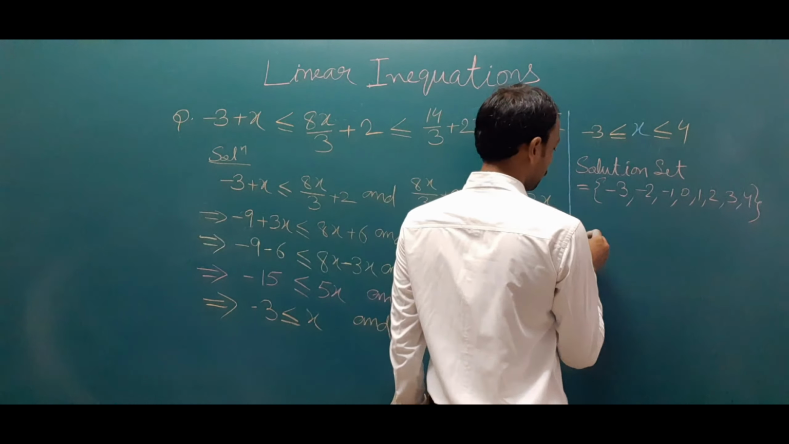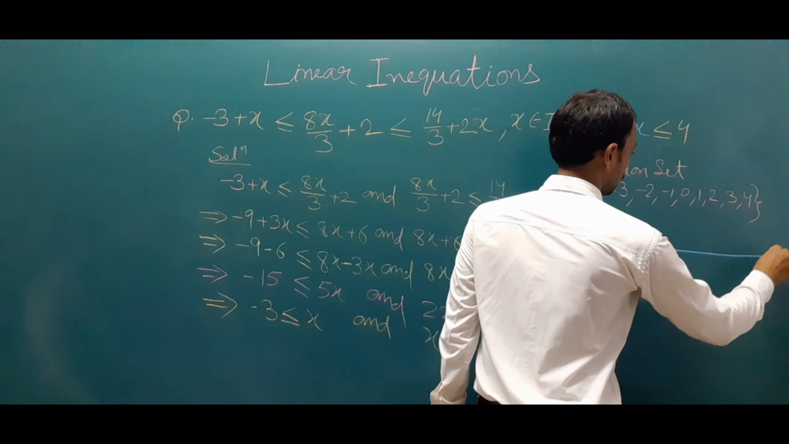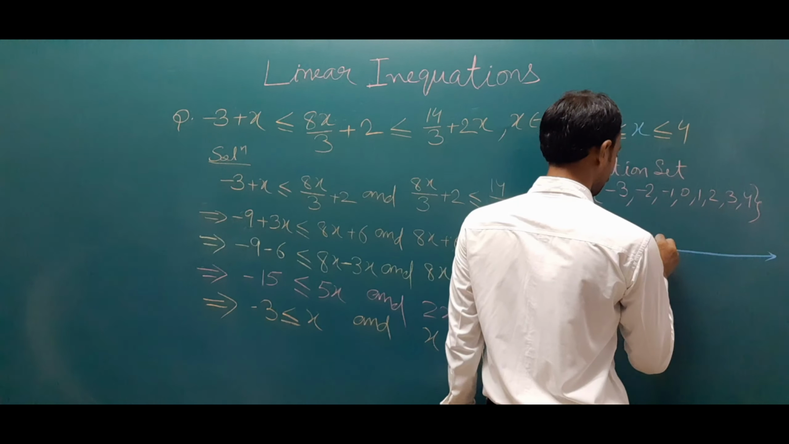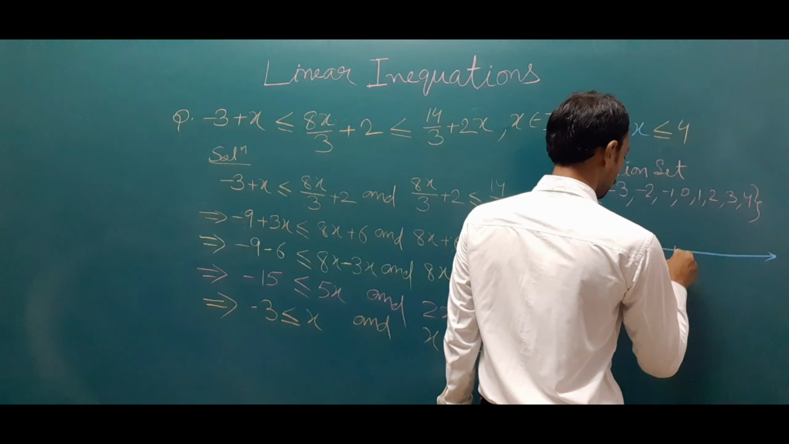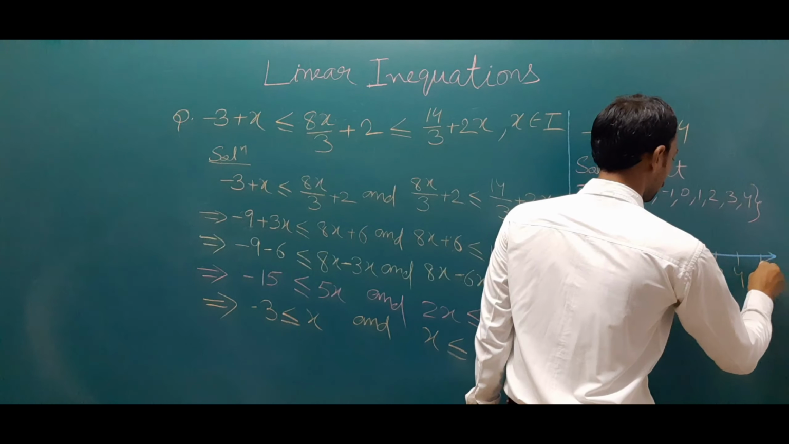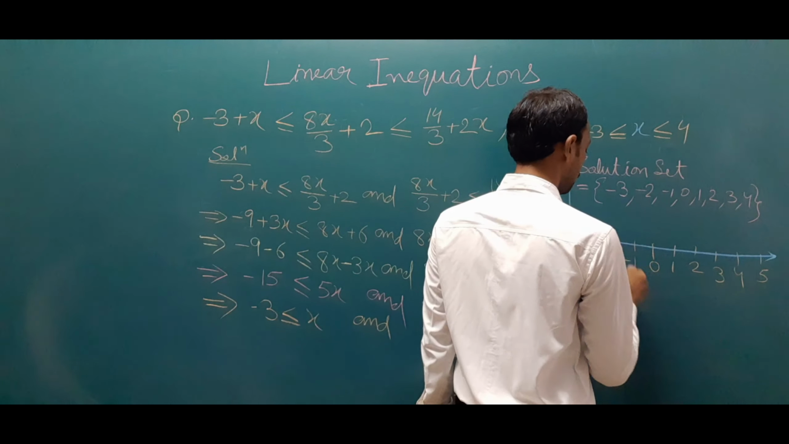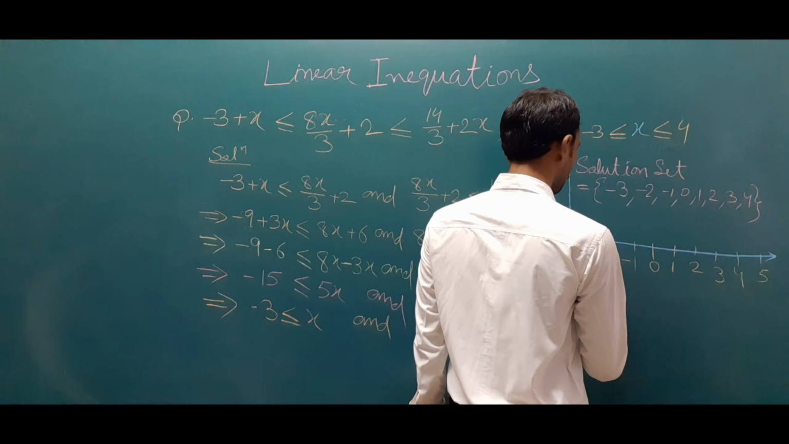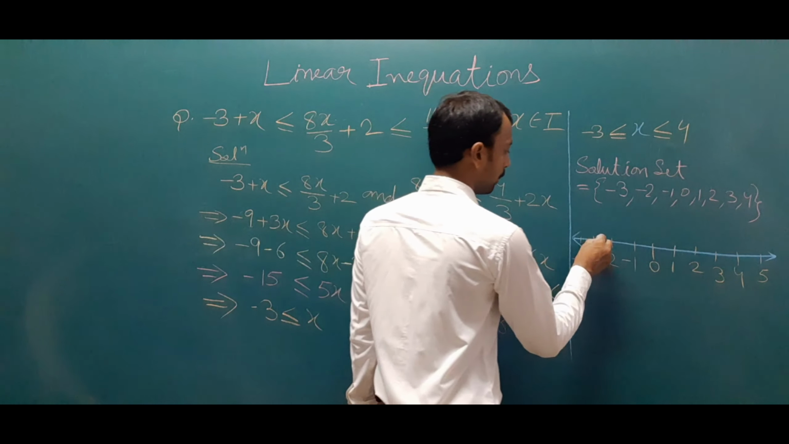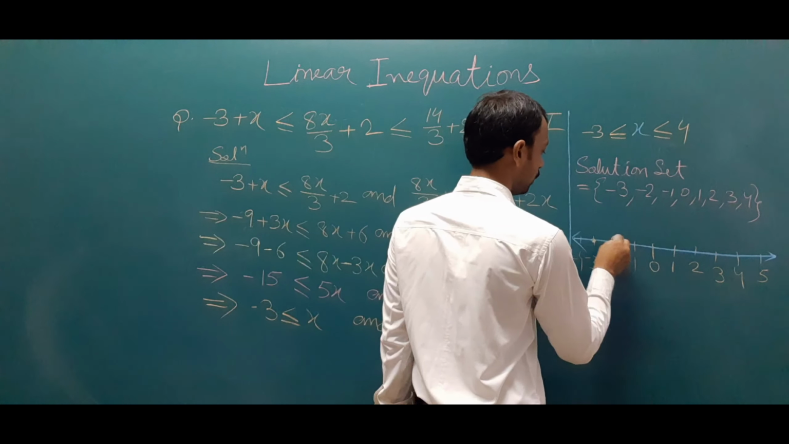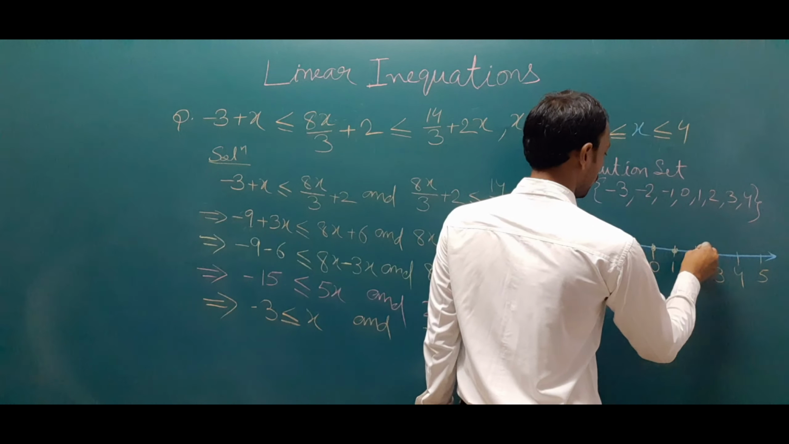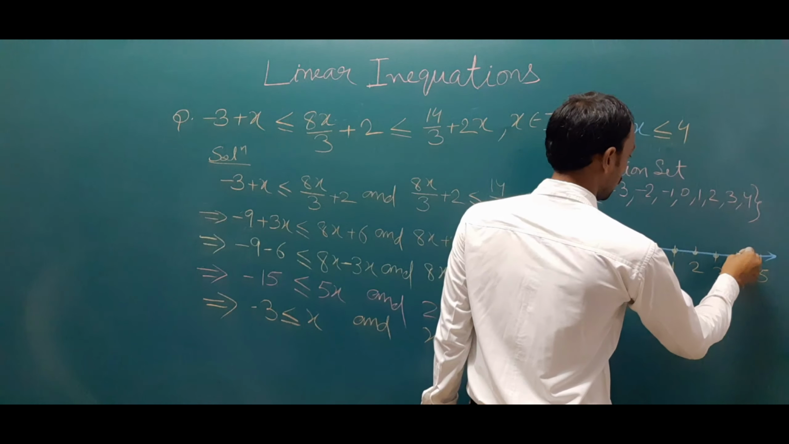How will we represent it on the number line? Just draw a number line and mark all the points. Here it is 0, 1, 2, 3, 4, 5, and on the other side minus 1, minus 2, minus 3 and minus 4. So our numbers will be minus 3, minus 2, minus 1, 0, 1, 2, 3 and 4.